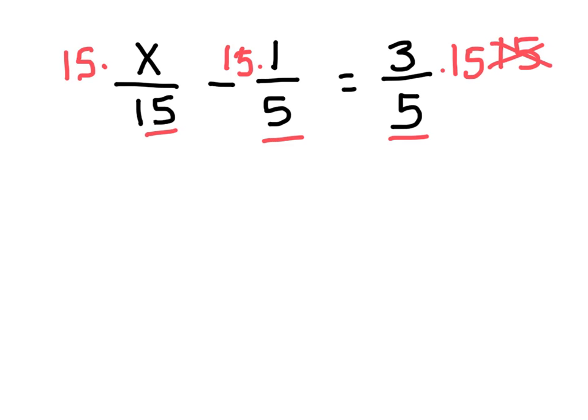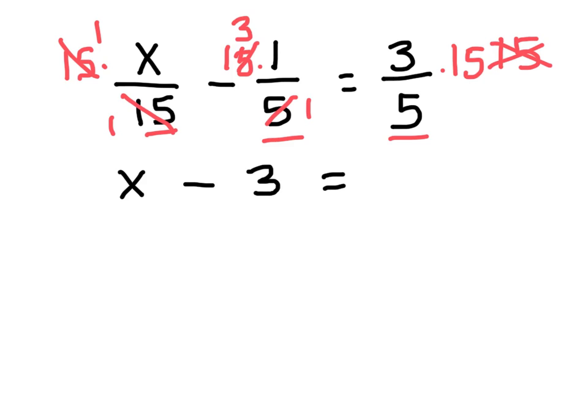If I multiply x over 15 by 15, the 15s cancel out, and I have x remaining. If I multiply 15 by 1/5, the 5 will cancel in the denominator, become a 1, and the 15 becomes a 3. And so that's going to be 3 times 1, which is 3, and there's a minus sign. So bring down the minus sign. So 1/5 now becomes 3. See that?